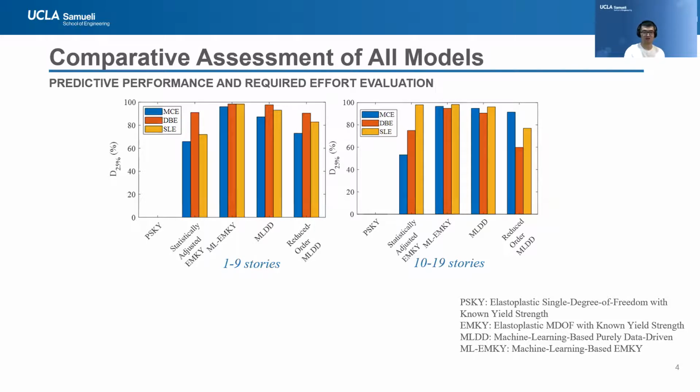These two plots show the predictive performance of all the existing and newly developed models on the second layer testing dataset. The PSKY model has the lowest performance, which is nearly zero across all intensity levels. The hybrid model, the machine learning-based EMKY model, has the highest performance. The performance of all other models falls between these two extremes.